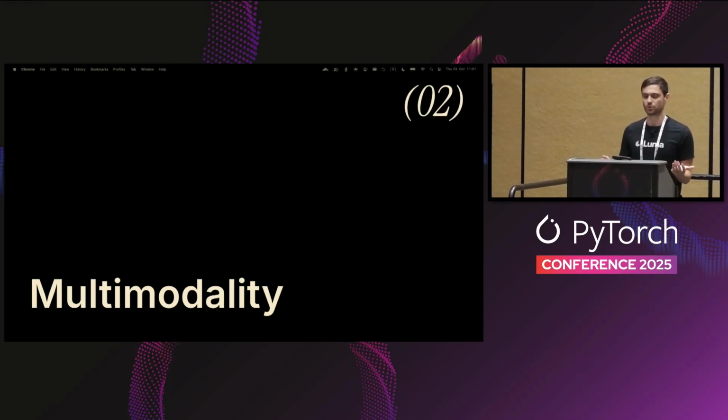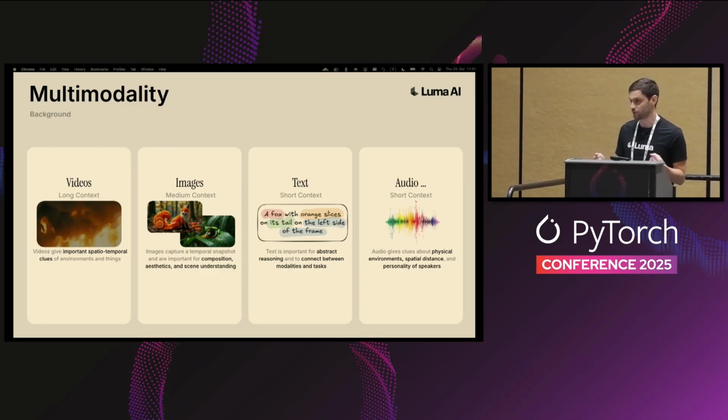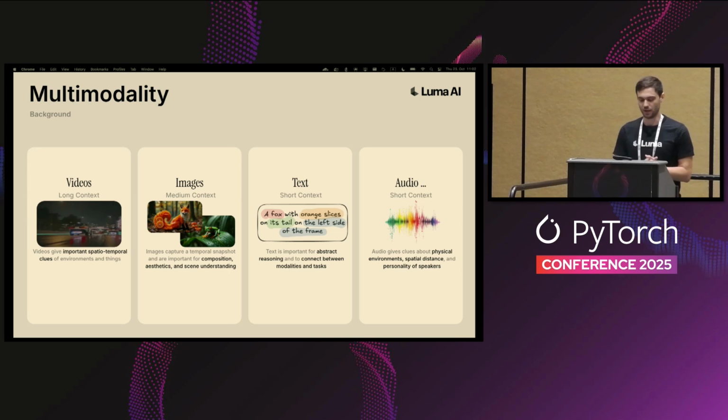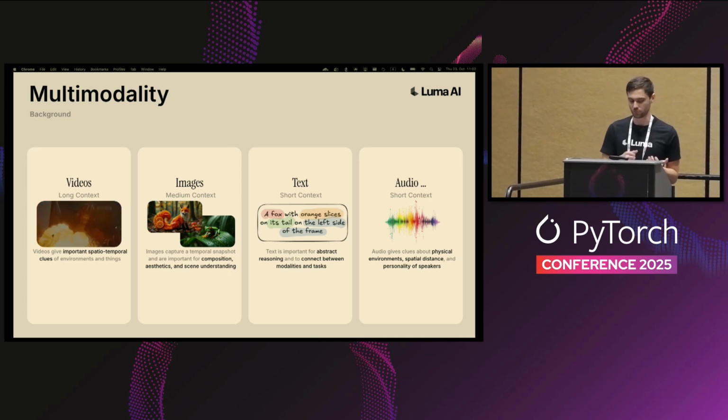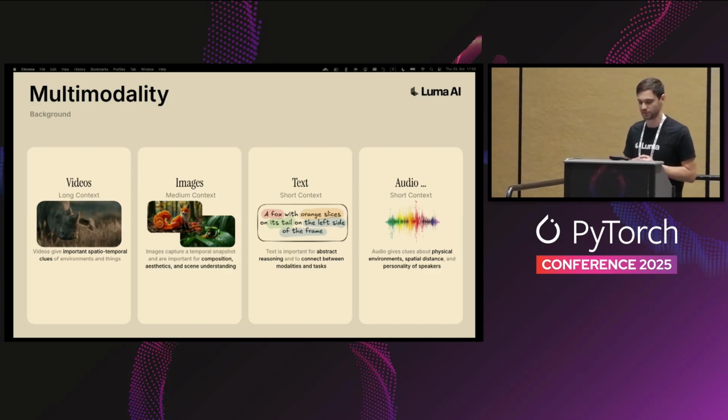Now, what do I mean by multimodality? Here are some examples. We can have, for example, videos, images, text, audio, or even more different modalities. And all of these bring something different to the table for the model to learn and understand from. For example, videos, which are typically very long context, give important spatiotemporal clues of environments and things, really. Then we could have images, which are medium to short in context, depending on your resolution. And these capture things like composition, aesthetics, and scene understanding.